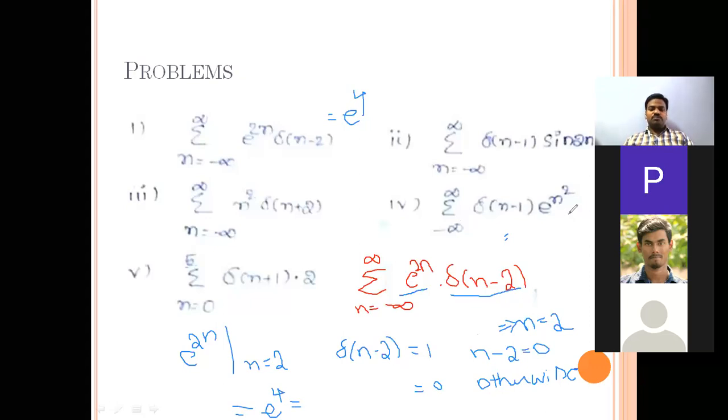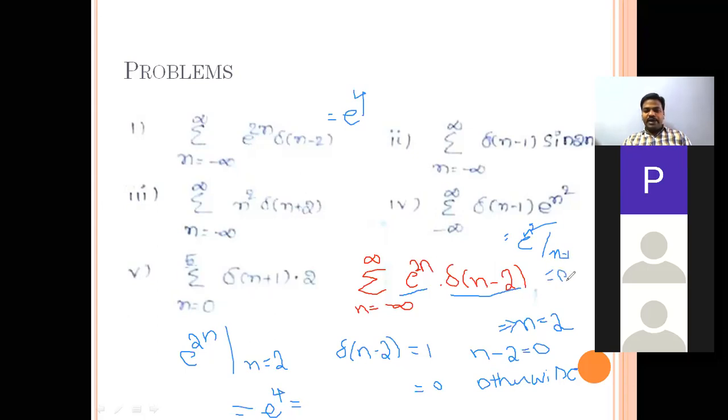E power n square. So yes, exactly correct. Why? Because delta of n minus 1 is equal to 1 only at n is equal to 1, and for the remaining values of n, that signal is not defined. That means you will get e power n square at n is equal to 1, which means you will get e. So this is the solution.